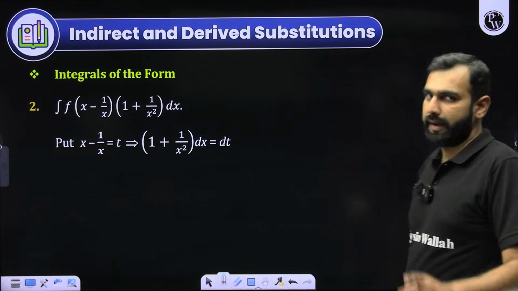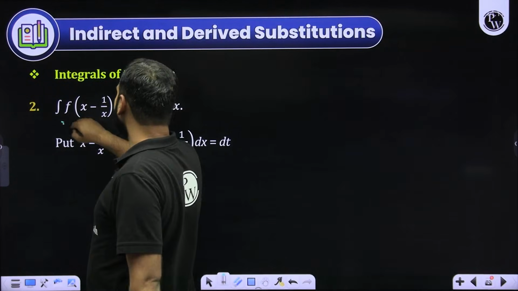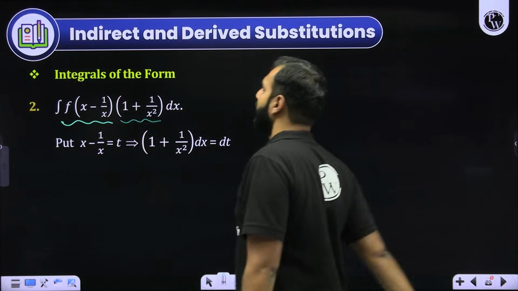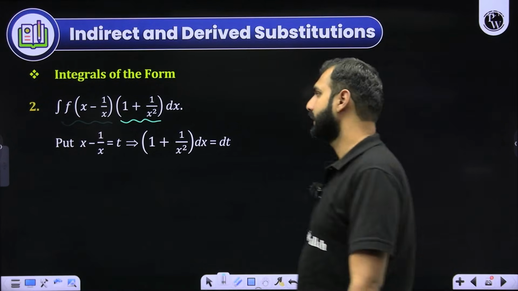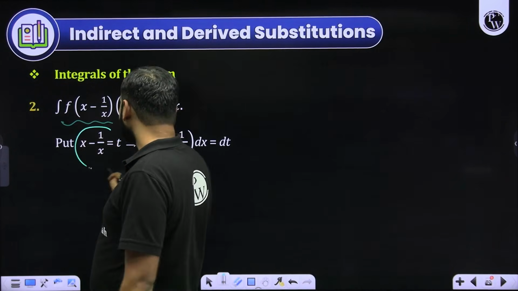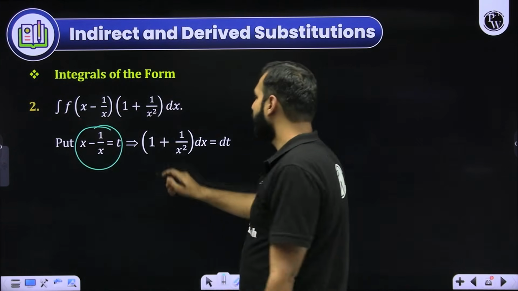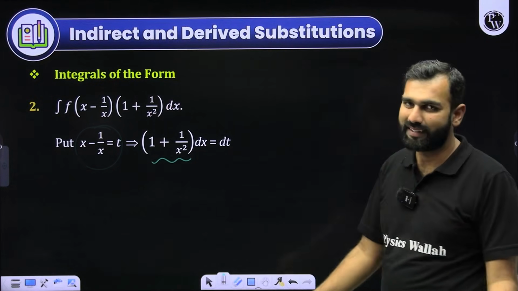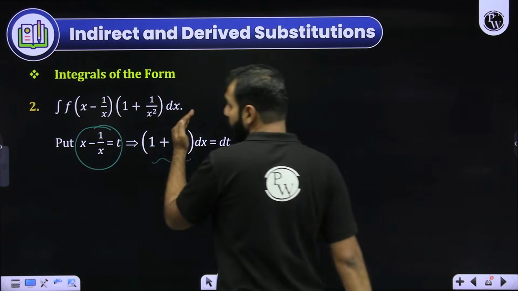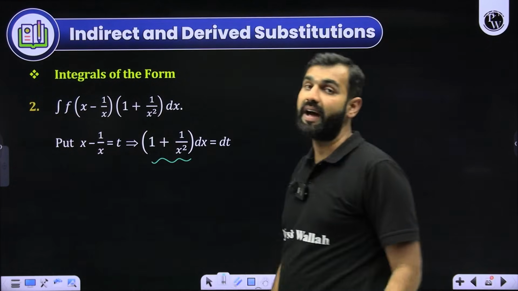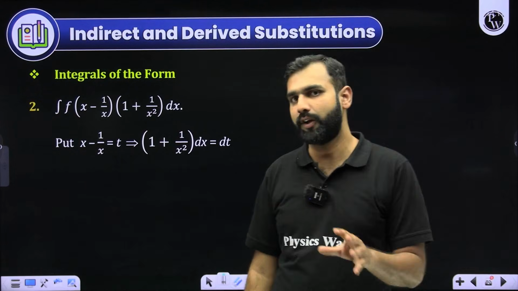There is one more pattern. Let's say if I have f of x minus 1 by x, times 1 plus 1 by x square dx. In that case, replace x minus 1 by x by t and it will become 1 plus 1 by x square dx equals dt. So understand, if you could create such kind of scenarios, you should avail these substitutions. That's what I'm trying to give you.